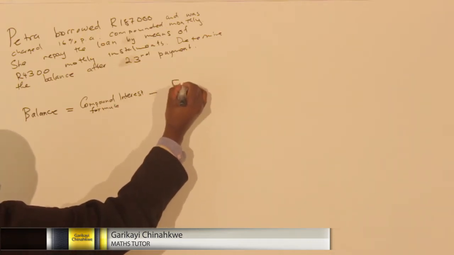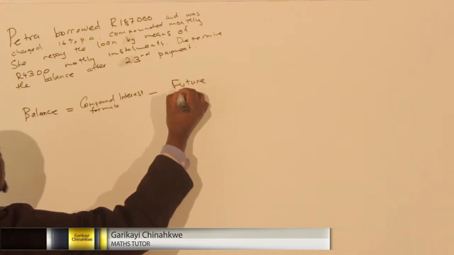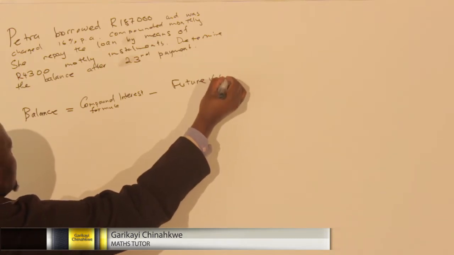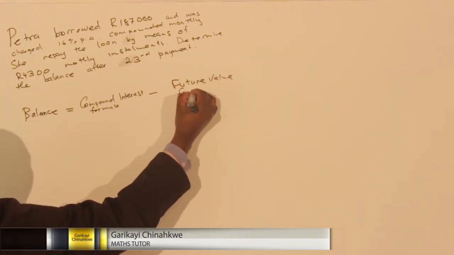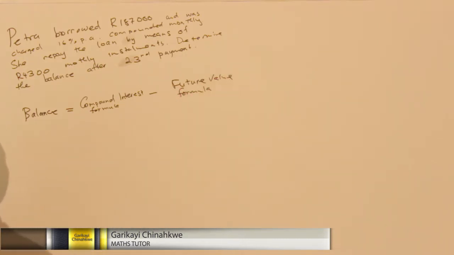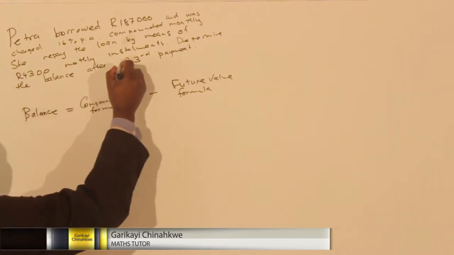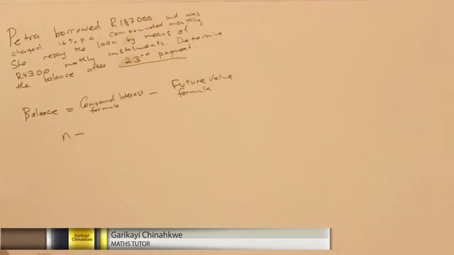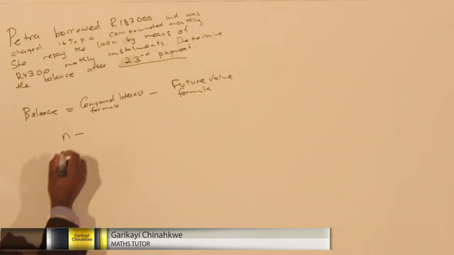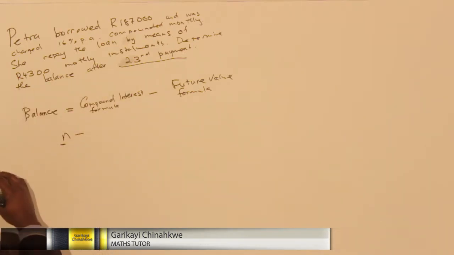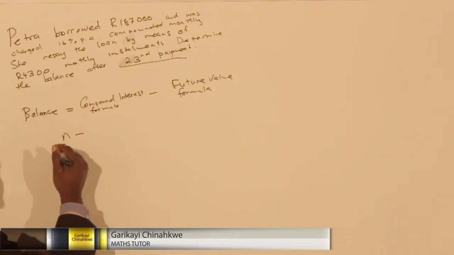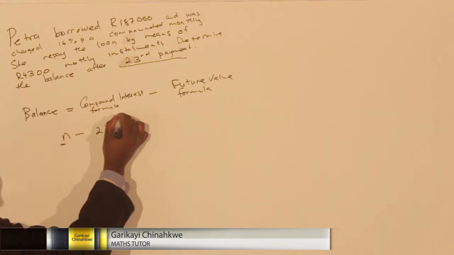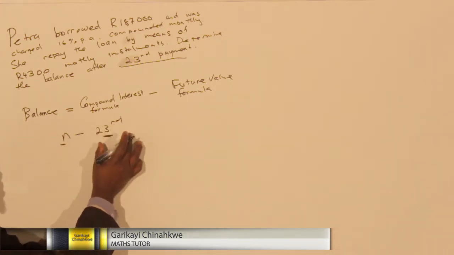Compound interest formula minus future value. And I'm going to explain this. Future value formula. This is what you just use. But how? Maybe let's say they say the 23rd payment. So in other words, first of all, you must understand your N. We are looking for balance on the Nth payment. So this becomes your N. If it's the 23rd payment, then N is equal to 23.